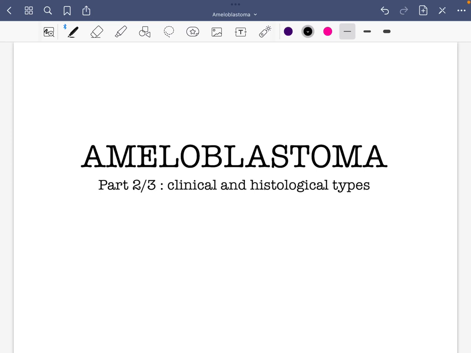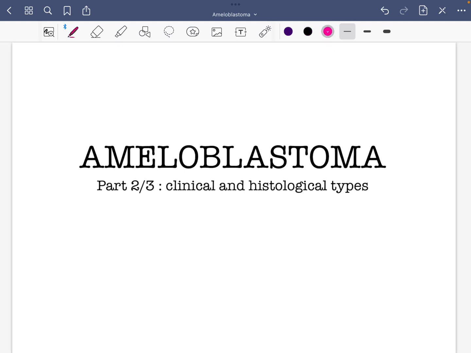Okay guys, so now we will discuss the clinical histological types of ameloblastoma. The introductory part and clinical features we discussed in our first part, and the treatment plan we will discuss in the third part. Before that, I'll tell you a very beautiful definition by Robinson.